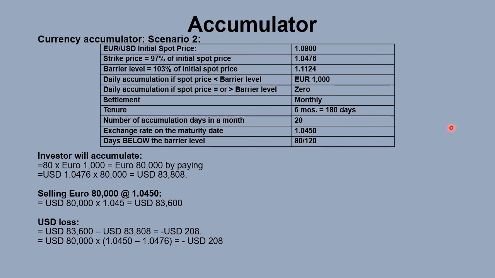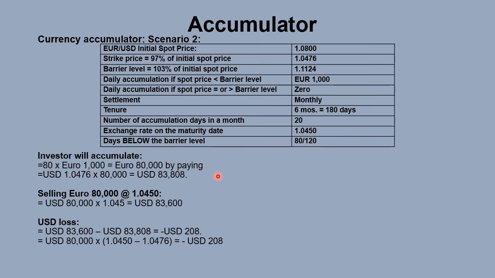In this scenario, the exchange rate on maturity date is 1.045, which is basically below the strike price. The days at or below the barrier level are 80 out of the 120 days. If the euro USD closes at or below the barrier level 1.124 for 80 days and at or above the barrier level for 40 days, the investor will accumulate 80 into euro 1000. That is, the accumulation will be done only for the 80 days. For the 40 days, there will be no accumulation.